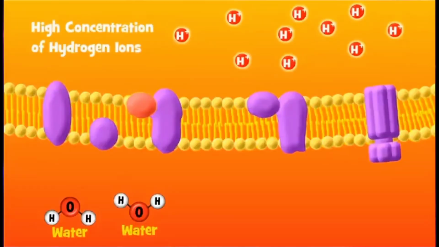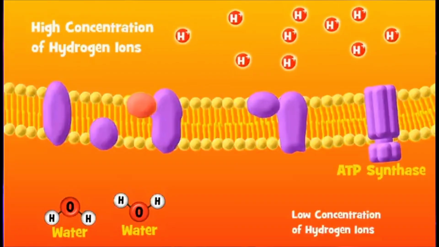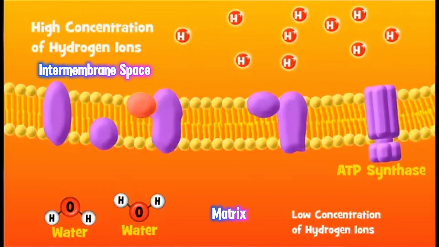The protons really want to go back into the matrix, where there are fewer of them. Up to this point, even though electrons have been moving and protons have been pumped, ATP hasn't been made yet. Here's where the exciting part begins. The protons that were pushed into the intermembrane space now rush back into the matrix.